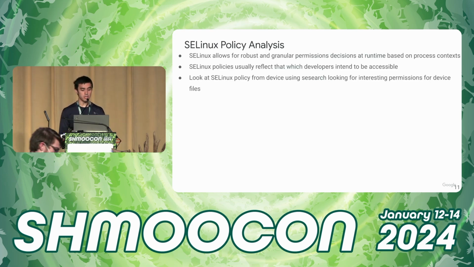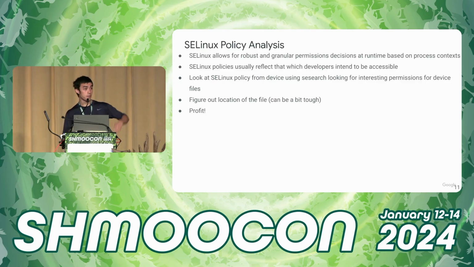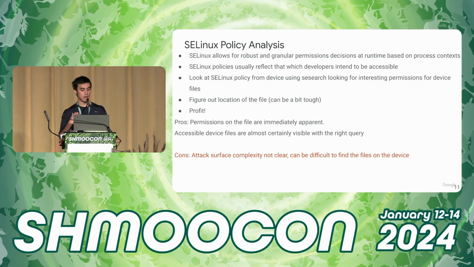I can look at the SELinux policy from the device using a program called seinfo, sesearch, and I can look for those interesting device files. Then I have to find the location of that file, which can be a little bit tough because nothing about the SELinux policy betrays where the file might actually be. Well, maybe a little bit, but it's not immediately clear, that's for sure. But hopefully, if we can achieve all that, then we can profit from that. Permissions on the files are immediately apparent, which is the really nice thing about this technique. And if I see it in the policy, the file almost certainly exists, which is also very nice to know. But once again, just like file system enumeration, the attack surface complexity is completely unclear, and it can be quite difficult to find the files on the device.